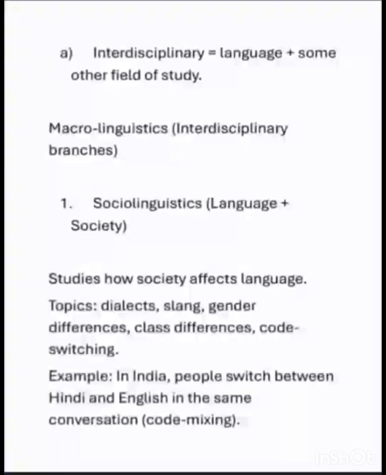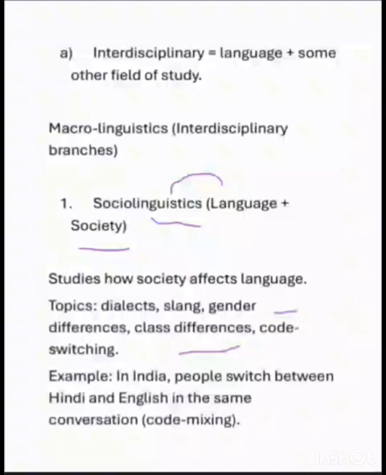First of all, we have sociolinguistics. In the word sociolinguistics, linguistics is language and socio is society. So language plus society: how society affects language. We see different dialects, different slangs, gender differences, class differences. So in sociolinguistics we look at the effects that society has on language.